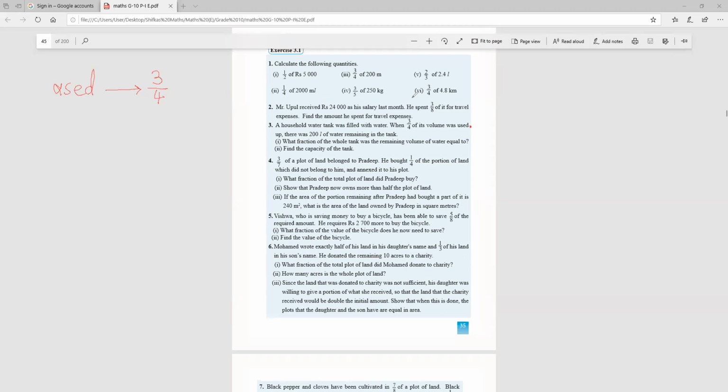3/4. Is it clear, children? Yes, madam. After the usage, which part is remaining? I didn't read the question. I'm just thinking, imagination of my stock tank. Okay, I'm going to imagine my stock tank. After I use 3/4 of the tank, how much will be remaining?